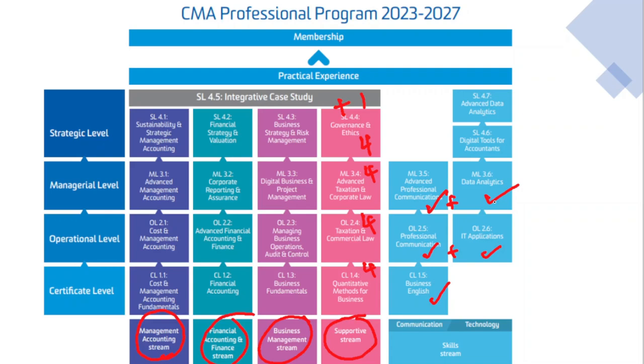In my opinion, the level 3 and level 4 skill stream relating to technology is excellent because those are the ones in demand at the moment. So having that is an added advantage to you all. Now, after you finish your strategic level, you need to show your professional practical experience, and after they approve that practical experience, then you will be eligible to become a member of the CMA body.